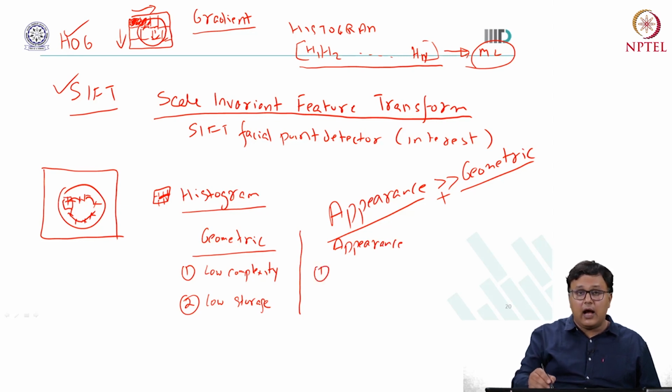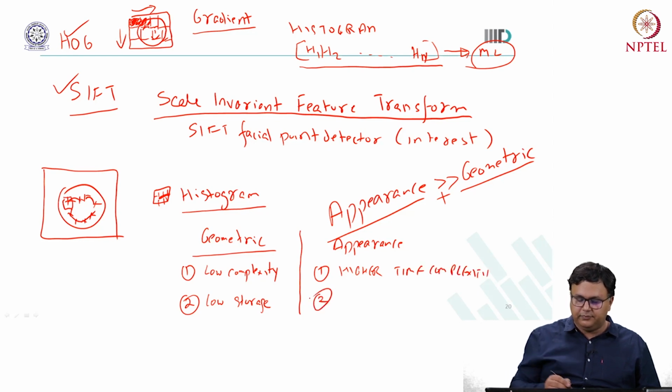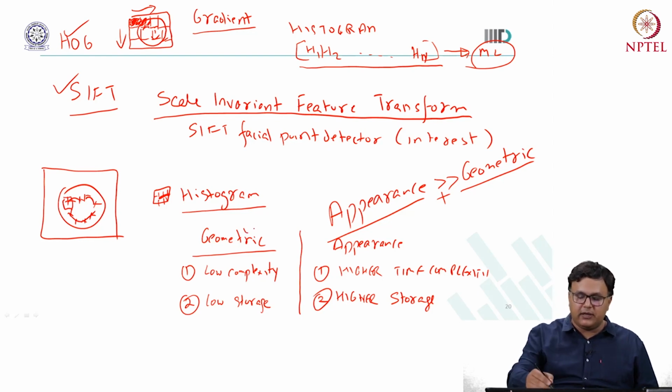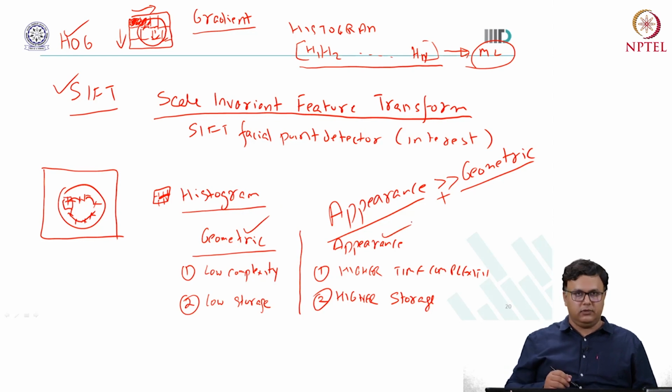Now compared to this, the descriptors from appearance have higher computational complexity because you are analyzing pixel by pixel, so they are generally slower to compute, higher time complexity, and they have higher storage requirement. Therefore, depending on the type of application which you want to develop, where facial expression is going to be extracted, you can choose geometric, appearance, or a combination of both.